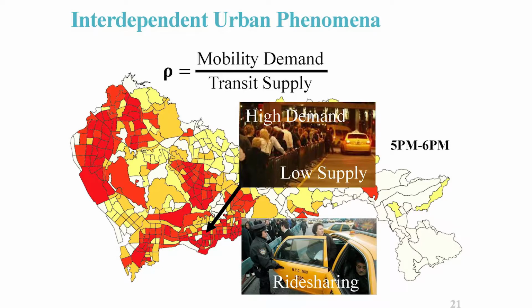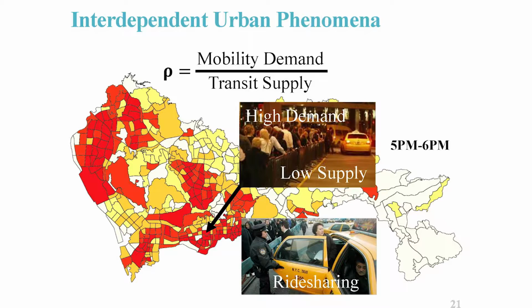So one interesting thing, based on our cross-domain data-driven modeling, is that we can find some interdependent urban phenomena. For example, we use a ratio rho, which is mobility demand over transit supply, to draw this heat map. This is the city of Shenzhen, with different regions here. The lighter the color, the higher the passenger demand and the lower the transit supply, which indicates some imbalance between the demand and the supply, which motivated us to design a ride-sharing service to address this issue.